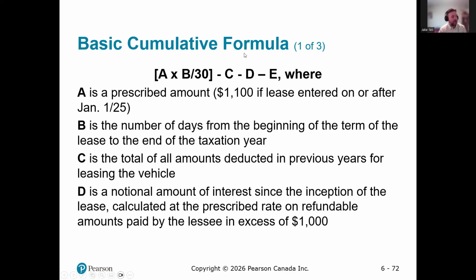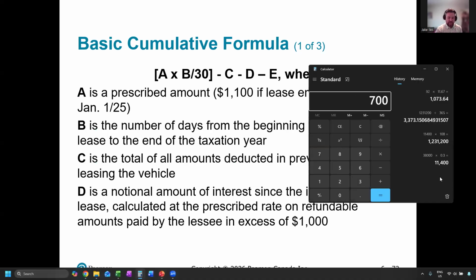So the basic cumulative formula takes A, which is our prescribed rate, right now it's $1,100, times B divided by 30. So B takes the number of days from the beginning of the term to the end of the taxation year. So B is the number of days. So if we signed the lease 2 years ago, that's 700 days. So it takes that total number of days and divides it by 30 to get an equivalent number of months. Okay, 700 days divided by 30 is just over 23 months.